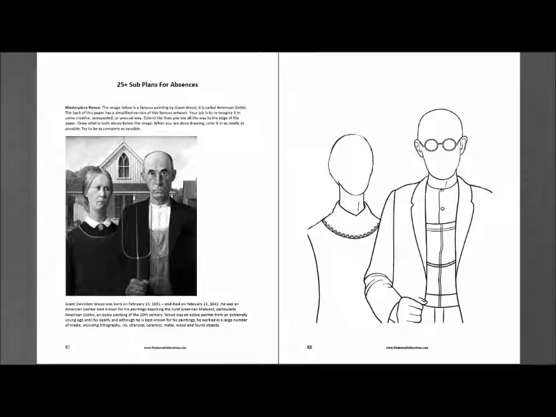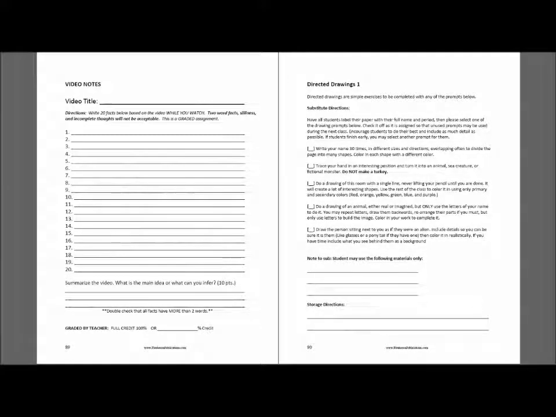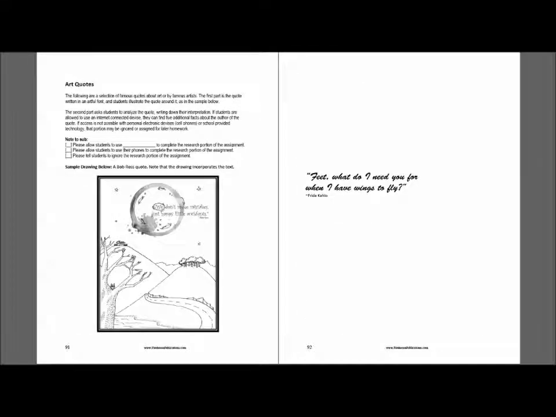25 sub-plans. Here's an artist trading card example where students finish the image and create a parody. On the bottom of the page that students would be getting gives some additional information about Grant Wood and the work that you see. We have video notes pages as well as directed drawing exercises for your sub. And like I said, 25 other things that could be left with a sub and simply copied for your students.